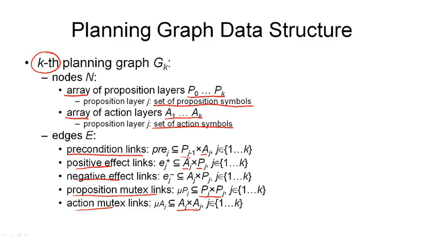The only thing that is remarkable here is that our mutex proposition links start from index 1. That is because in our proposition layer P0, we don't have any mutex relations, of course. That is an initial state, it's consistent, and therefore nothing in it can be mutually exclusive. So that's the data structure.